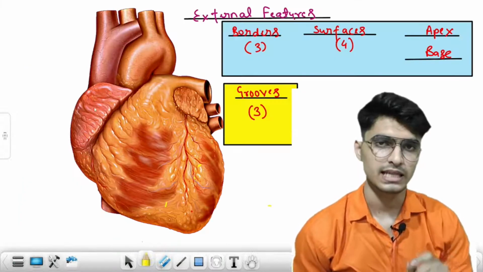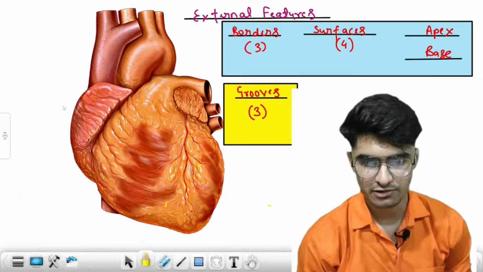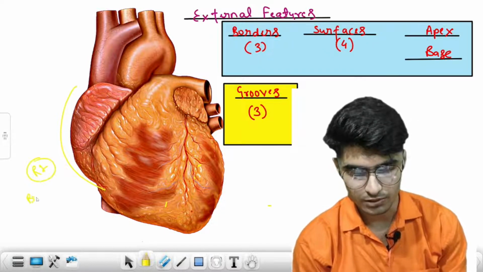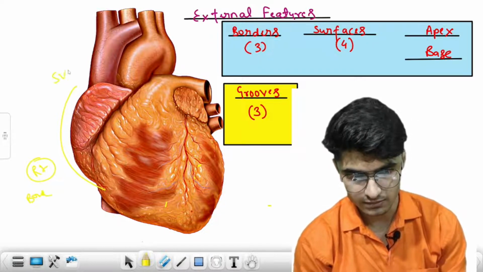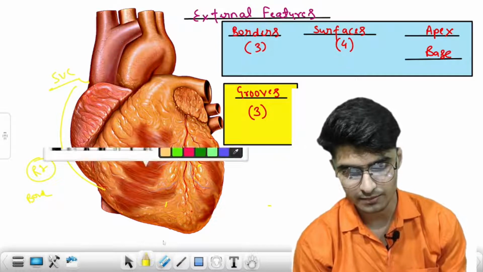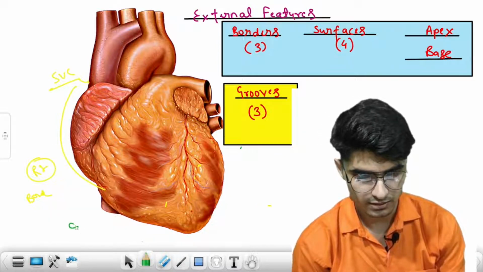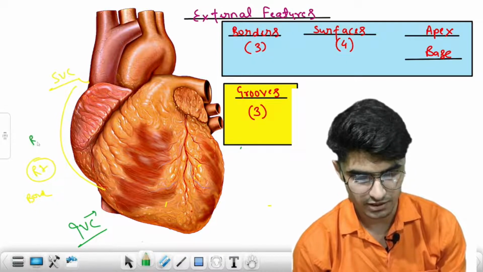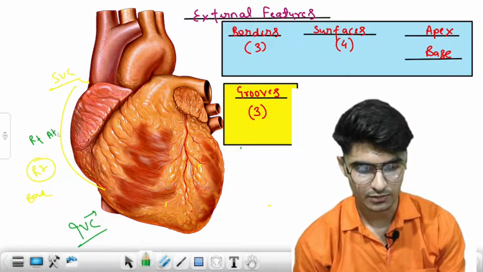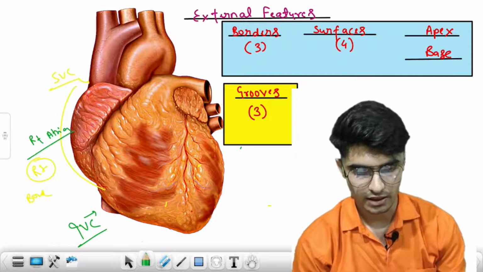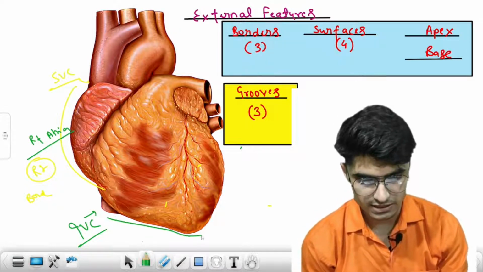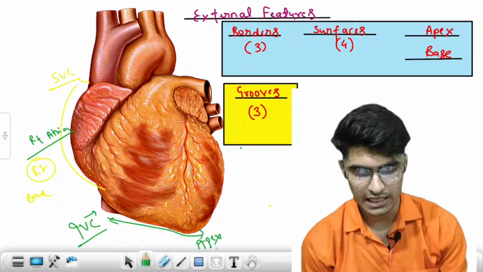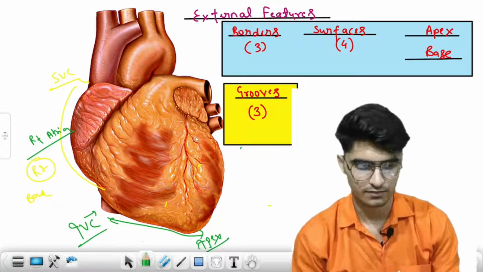And now we will discuss the external features of the heart. We have three borders. What are the borders? That is basically our right border, from the superior vena cava up to the inferior vena cava, and that is basically our right heart border. And this is the inferior border, from the IVC up to the apex of the heart.